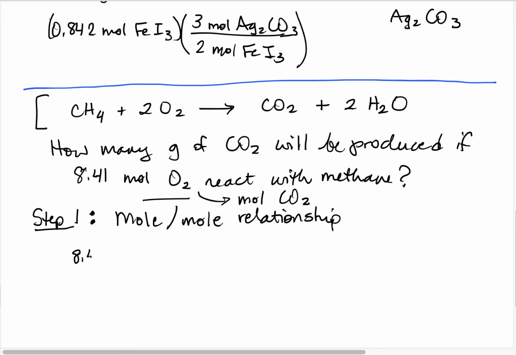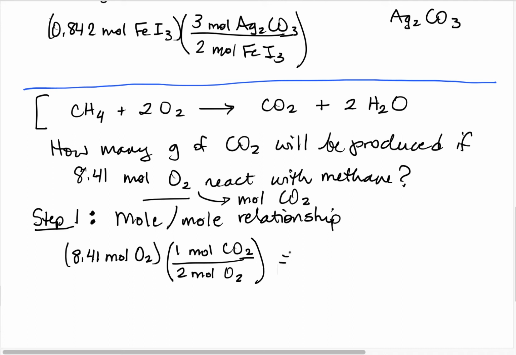So we're going to set up 8.41 moles of O2, and we can see that 2 moles of O2 produce 1 mole of CO2 in the balanced chemical equation. So we can calculate that number of moles. Go ahead and pause my video and calculate it. You should have gotten 4.20 moles of CO2.